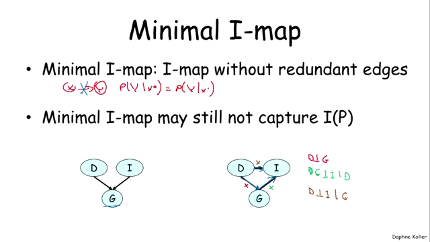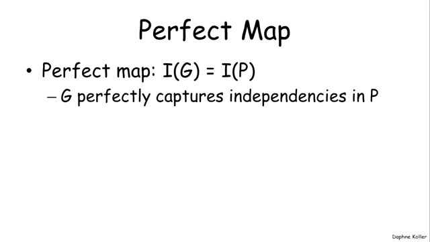None of the edges can be reduced. There is a better minimal IMAP, but this is a minimal IMAP. So minimal IMAPs are not necessarily the best tool for capturing structure in a distribution. What we'd really like is a perfect map. A perfect map is one where the independencies in G exactly correspond to the independencies in P. So the G perfectly captures the independencies in P. And sure enough, if we can get that, that would be ideal.